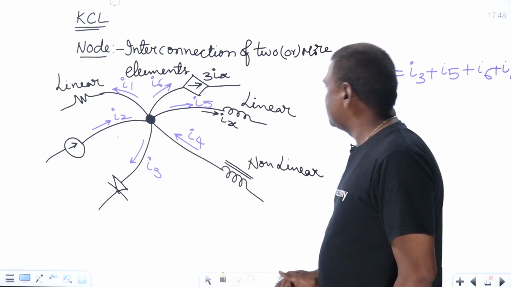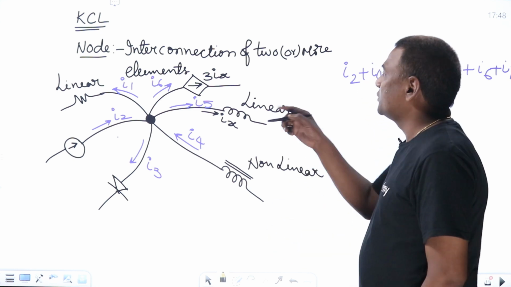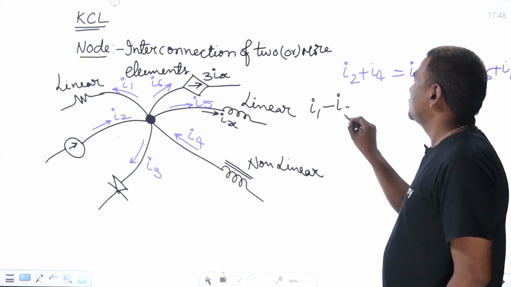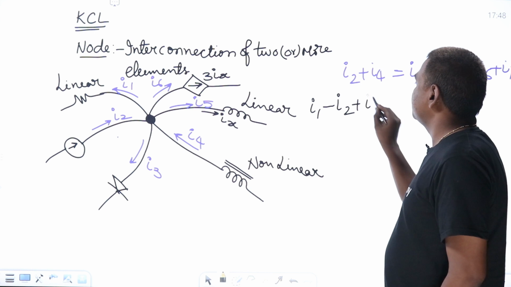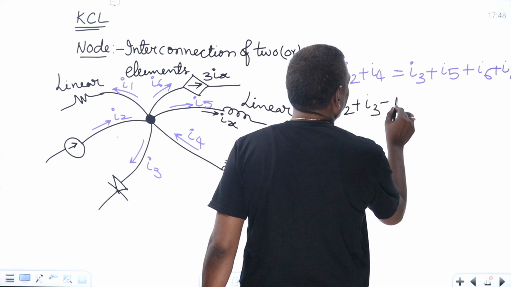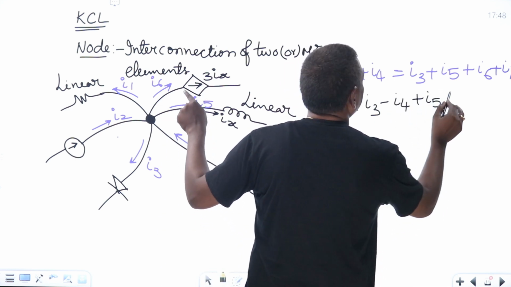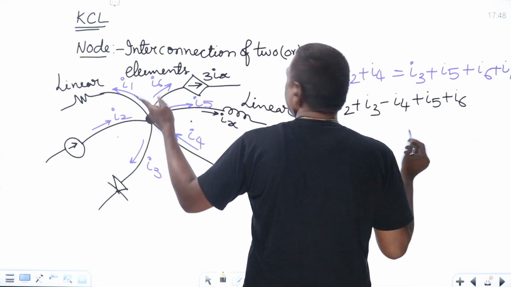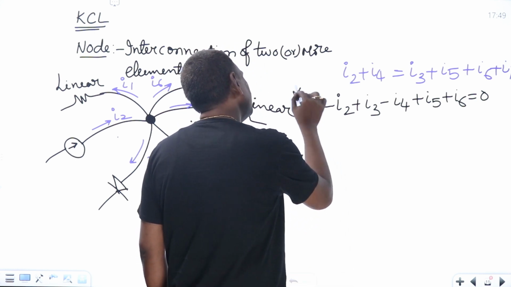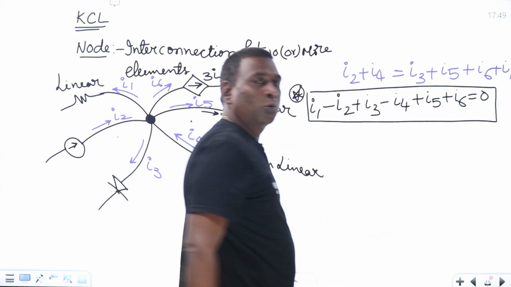If I use that, start from I1. The algebraic sum of currents leaving at a particular node equal to 0. So I1 is leaving or not? Yes. I2 is entering, so minus I2 is leaving. Plus I3 leaving. I4 is entering, so minus I4 is leaving. I5 is leaving, it's fine. And I6 is leaving, it's fine. And equal to 0. So we are going to standardize this: the algebraic sum of currents leaving at a particular node equal to 0, we are going to follow.